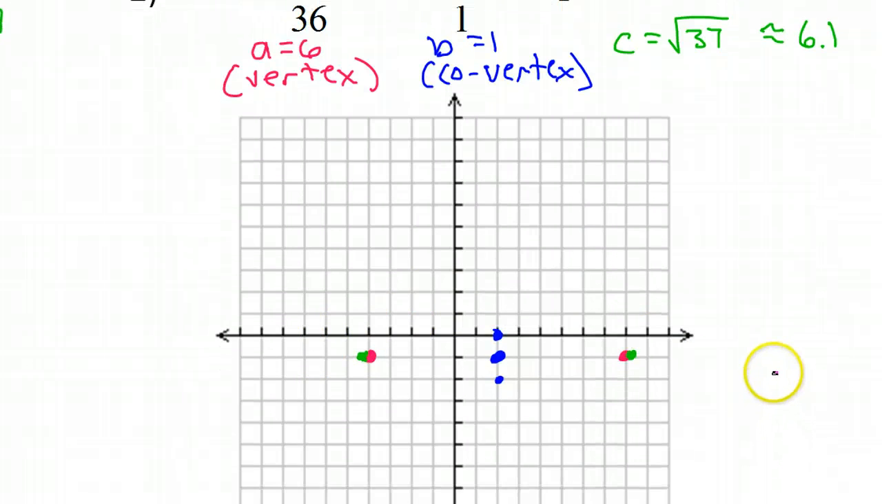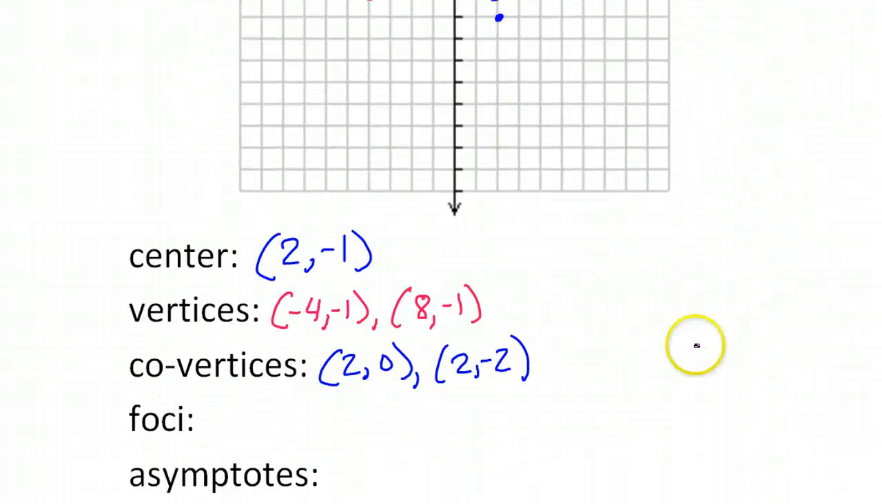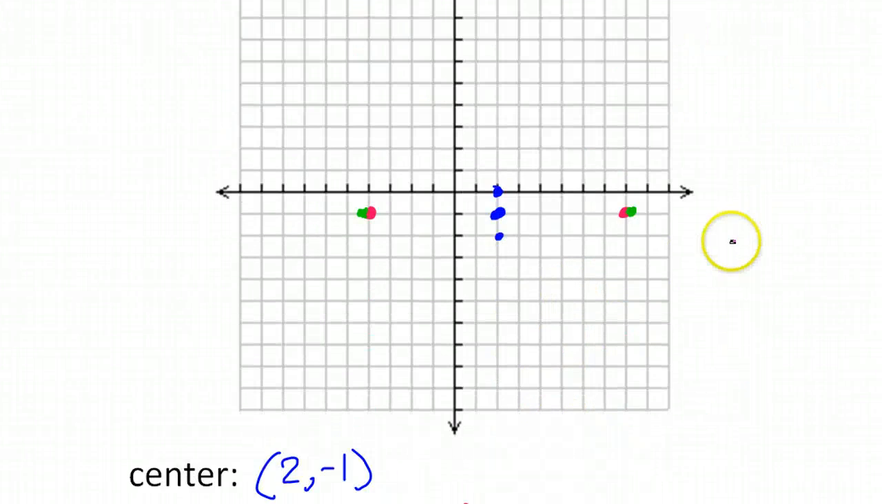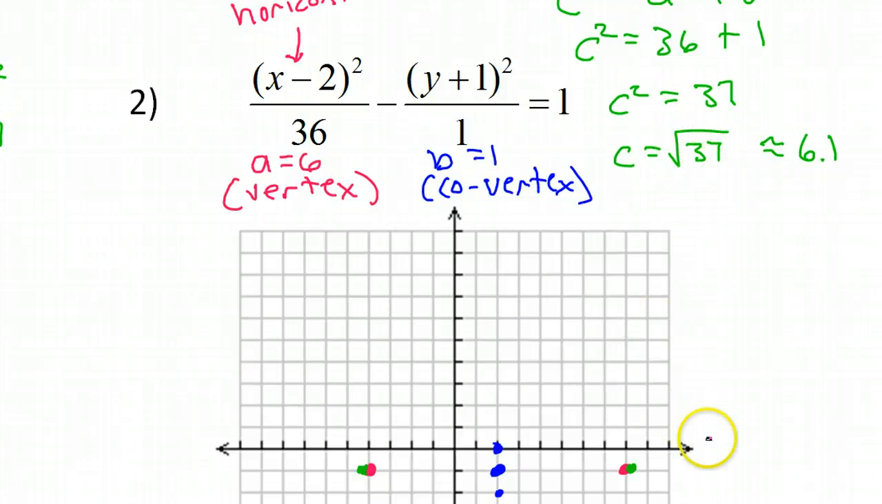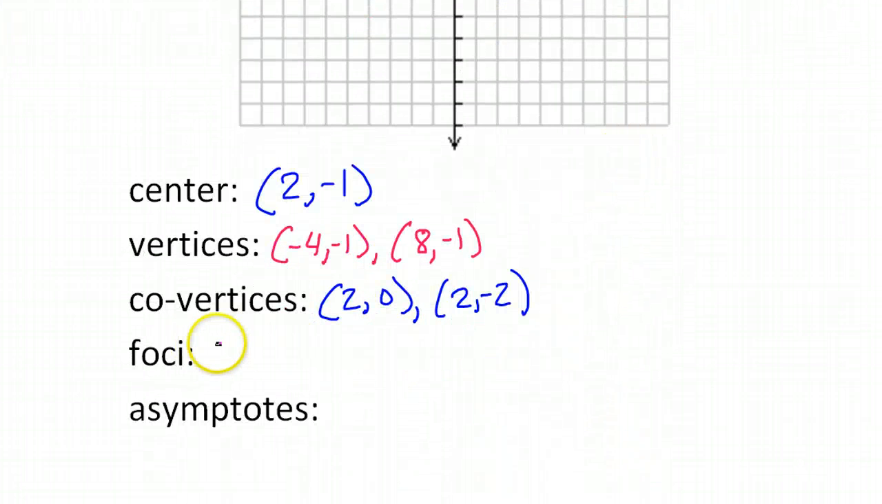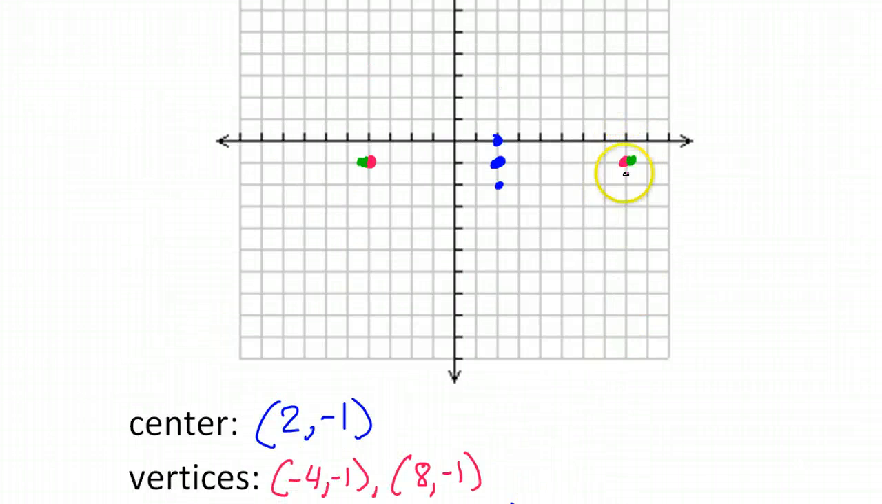Now, in terms of listing what the foci are, we are not allowed to use the 6.1. What we have to do is use this radical 37. Starting from the center, as we look to the left and to the right, the x value of the center is 2. So we start at 2 and then we go to the right radical 37. That first one is going to be x value of 2 plus radical 37. The y value is simply -1 because it's down 1.